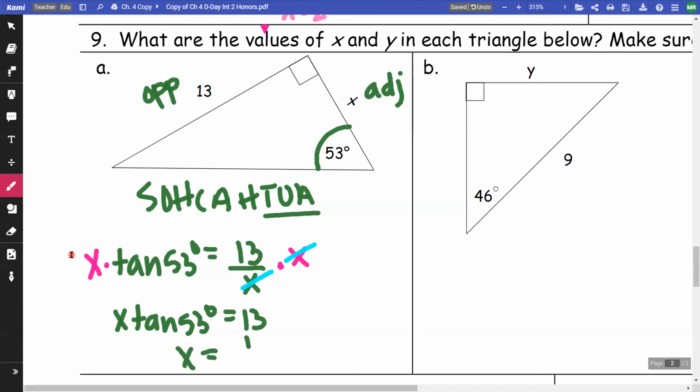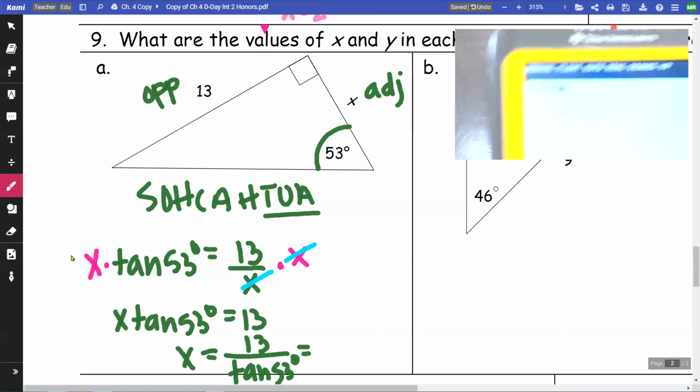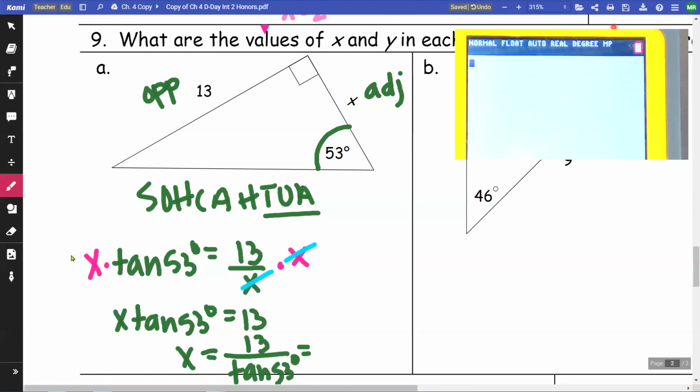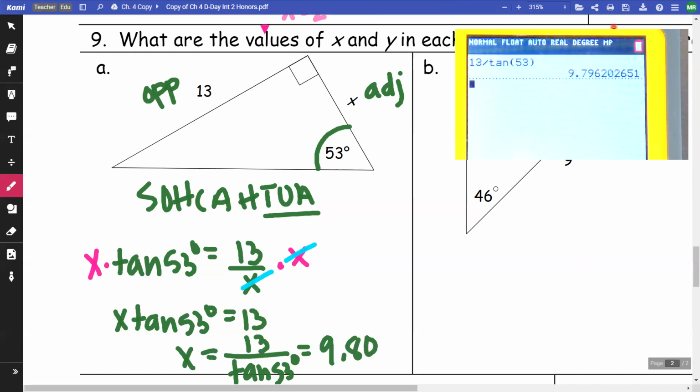I then am going to divide by tangent of 53 degrees and put that into my calculator, making sure my calculator is in degrees. So 13 divided by tangent of 53. I end up getting 9.796. So let's say 9.80 as my answer.